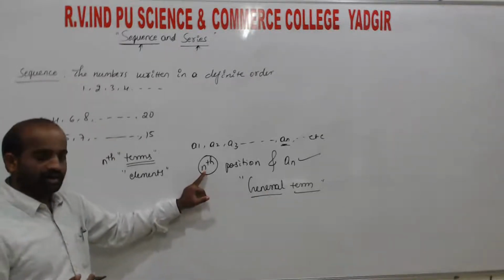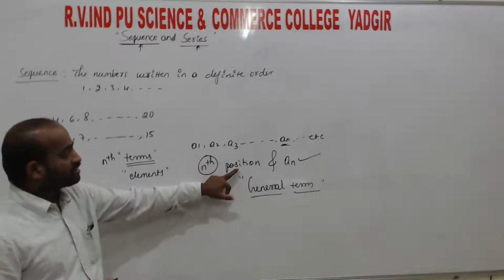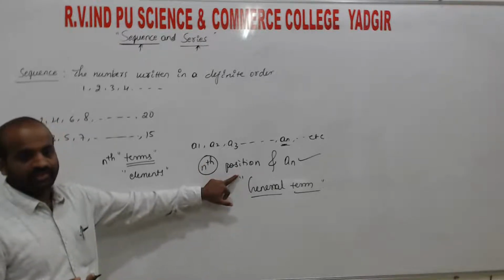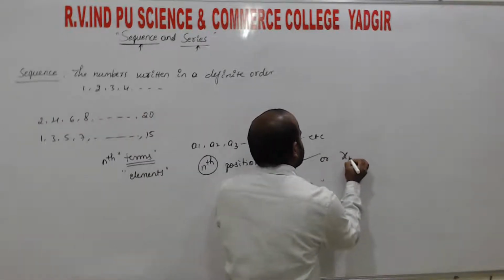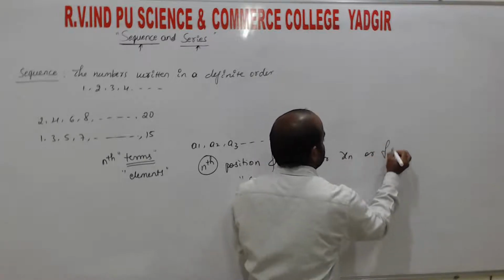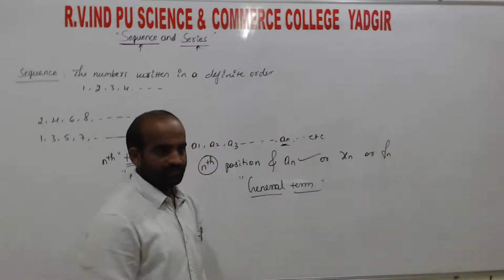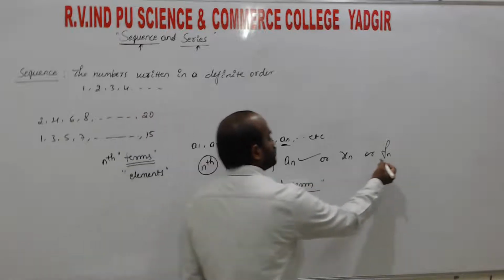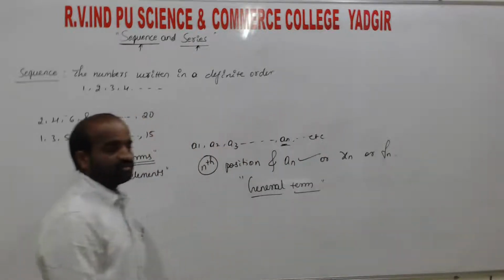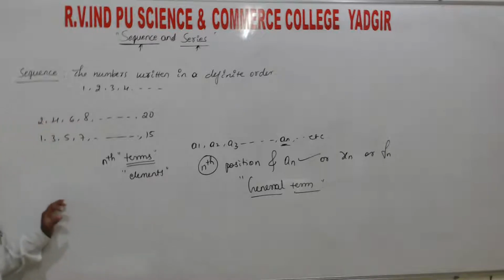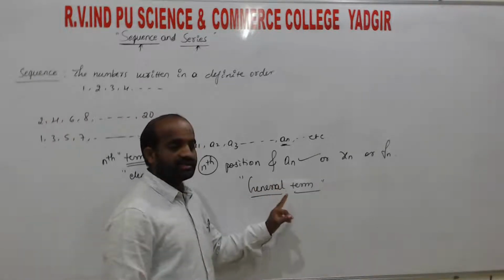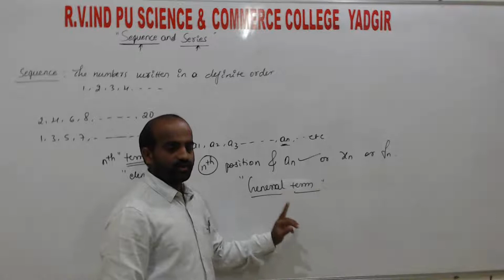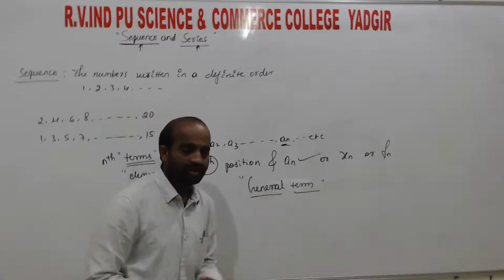The nth term is the number at the nth position of the sequence and is denoted by AN or XN or FN. The nth term of the sequence is also called the general term of the sequence.